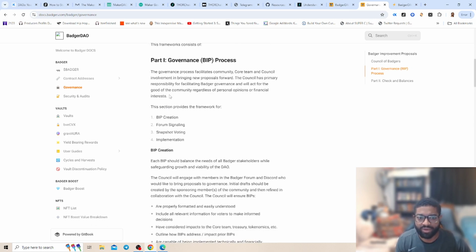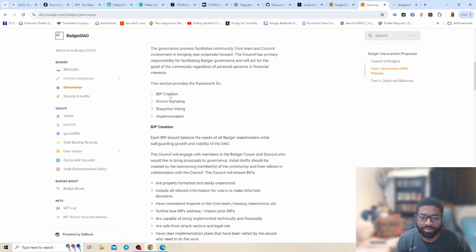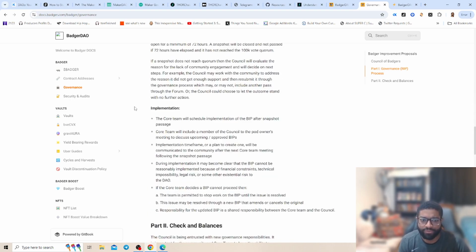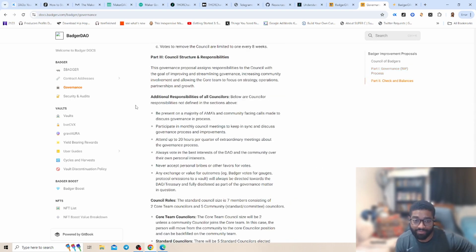Part 1, governance, BIP. This section provides a framework for BIP creation, forum signaling, Snapshot voting, and implementation. Each BIP should balance the needs of safe growth with the viability of the DAO, be properly formatted, easy to understand, outline the BIPs, and address their impact. So they have forum signaling, a lot that people can have insight and access to in that particular DAO.